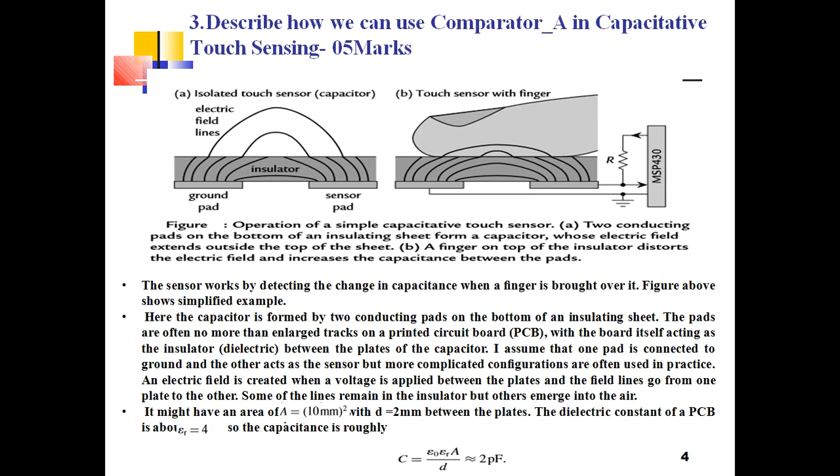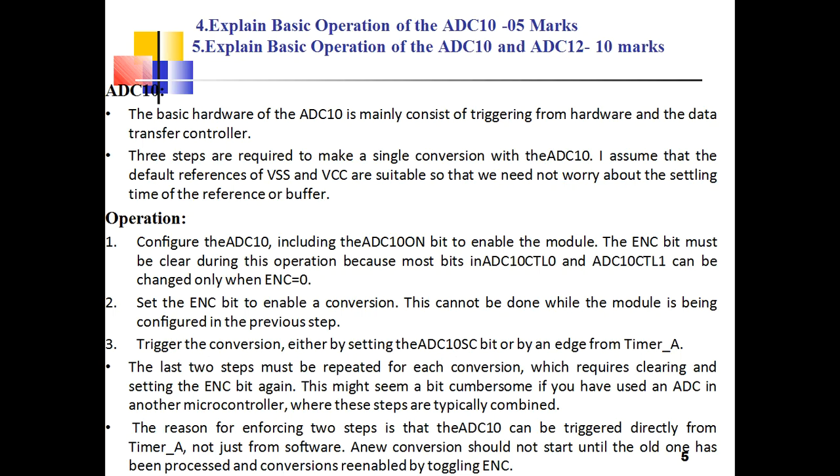It might have an area of 10 mm square with a width of 2 mm between the plates. The dielectric constant of PCB, that is the relative permittivity, is equal to 4. So capacitance is roughly calculated by using the formula C equals epsilon naught A divided by D. Approximately it is going to give 2 picofarad.